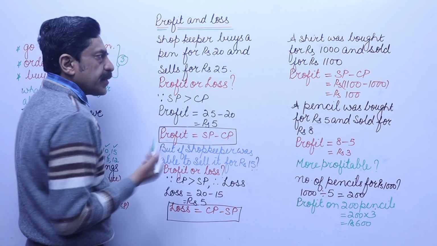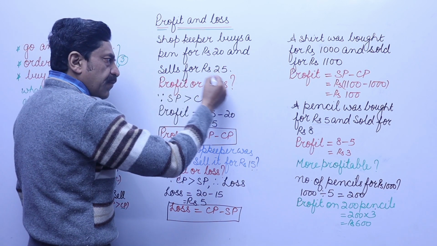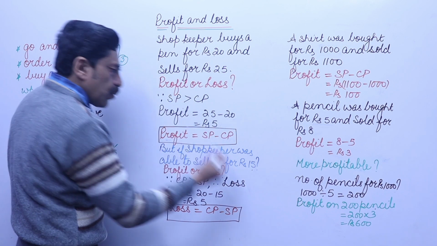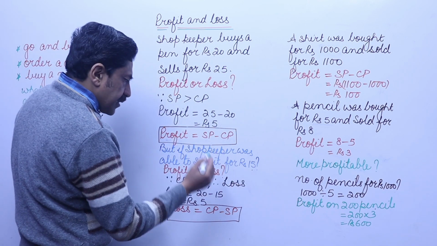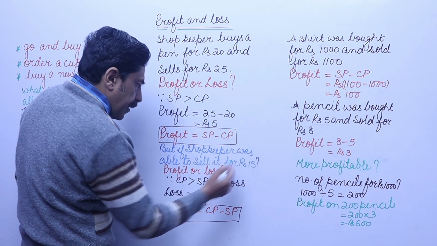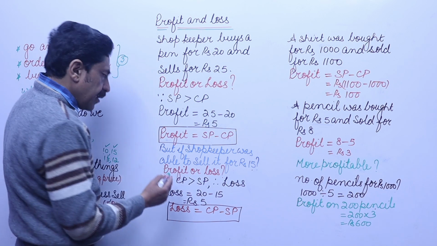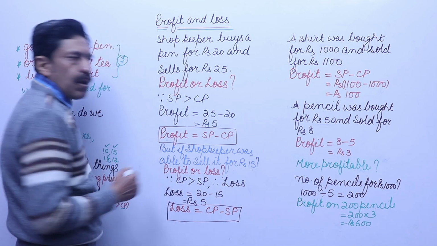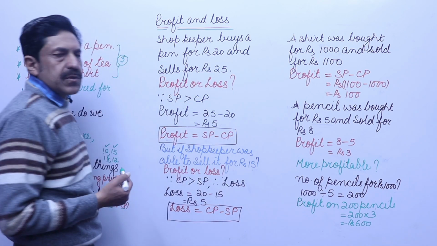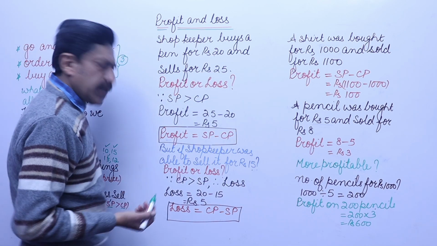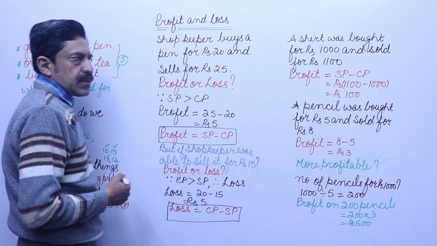But there can be a situation in which the shopkeeper was not able to sell for more. He could sell only for rupees 15. That is, in this case, CP is greater than SP. We say the shopkeeper suffered a loss. Loss in this case is 20 minus 15, rupees 5. So the formula in general for loss is CP minus SP.